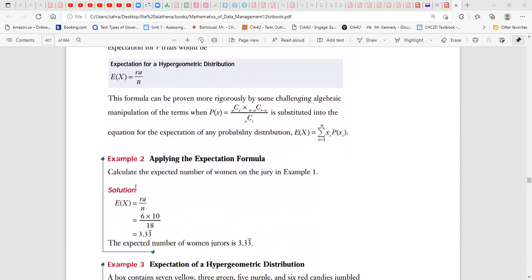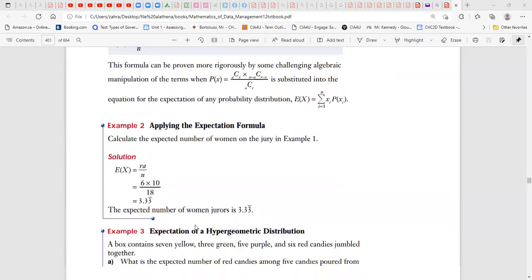Just look at the question. Calculate the expected number of women on the jury, example 1. Okay, I know the number of women was 10, N, the total, was 18, and r, we want to choose 6 jurors, so the number of events is going to be 6. 6 multiplied by 10 divided by 18, so you get the same thing as before, 3.33.